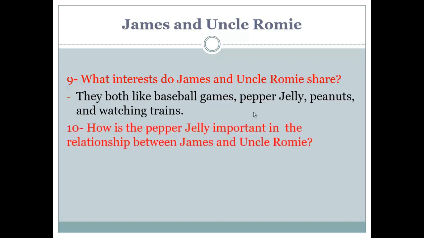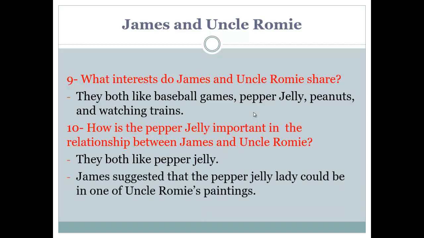The pepper jelly is very important in the relationship between James and Uncle Romy. Why and how did they both like pepper jelly? James suggested that the pepper jelly lady could be in one of Uncle Romy's paintings. As we said before, Uncle Romy is a college artist. James suggested that the pepper jelly lady that sells the pepper jelly could be in one of the paintings. Apparently, the relationship is improving. The more time that they spend together, the more they discover that there is a lot to share.